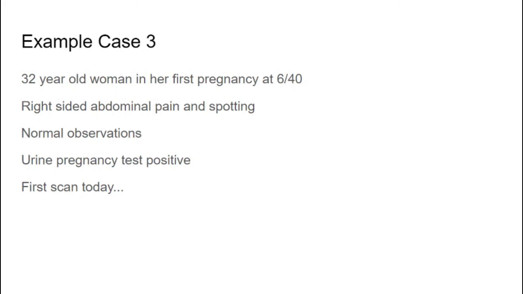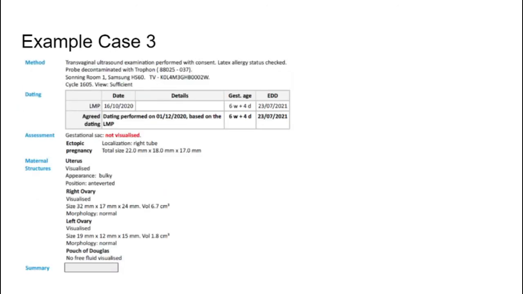So for the third case, a 32-year-old woman, it's her first pregnancy, she's 6 weeks. There's right-sided abdominal pain and spotting. Observations are normal and the urine pregnancy test is positive. So on the first scan today, we can see that a transvaginal scan has been performed. So we've got hopefully the most detailed scan that we can get.